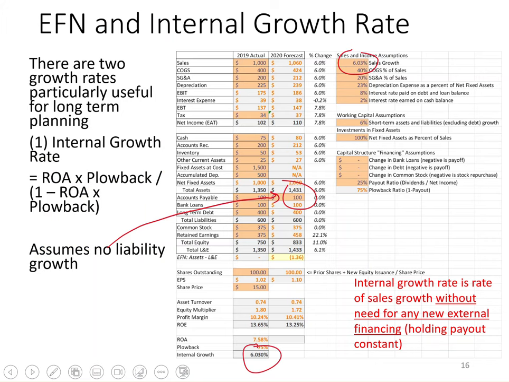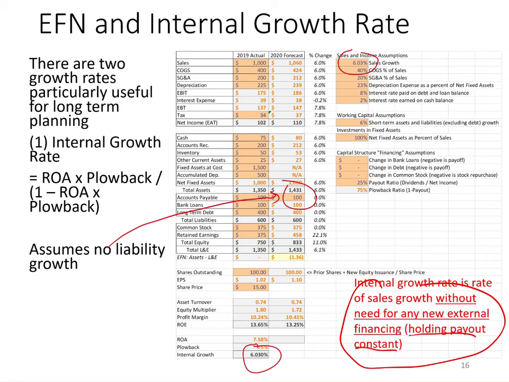I just want to look at two scenarios for growing your business using that pro forma financial statement we just did. The first one is I want to define something called internal growth rate. That is a growth rate of sales in which the rate of sales growth can happen without any need for new external financing. No new debt, no new stock. Holding that dividend payout constant. So it's how much can I grow without having to issue more debt or more stock.